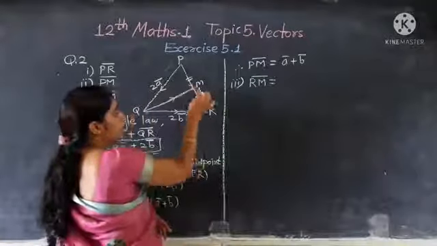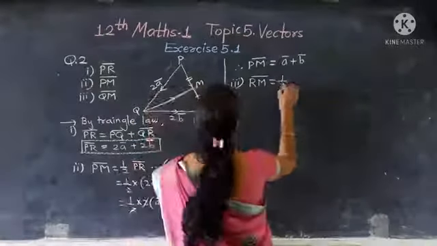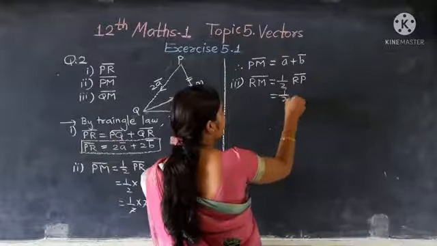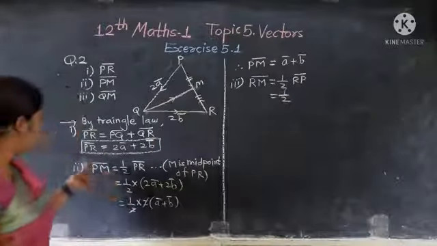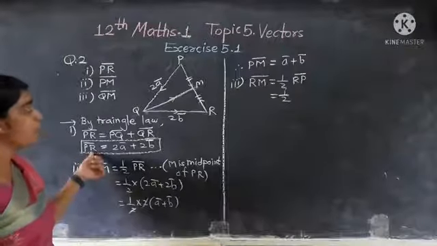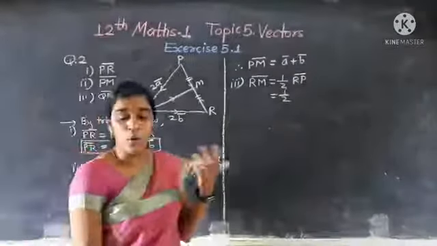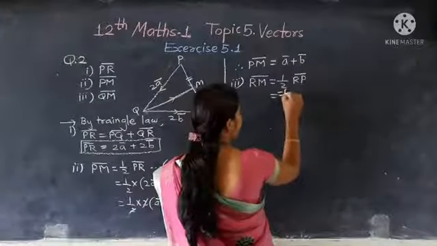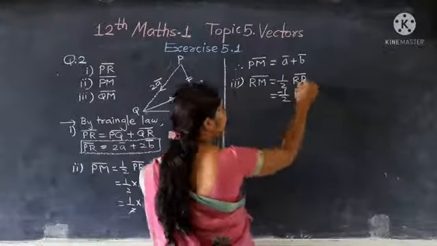How to find RM bar? RM bar is half of RP bar. Okay, half. Do we know RP? No. We know PR. PR we know. We don't know RP. So we write here minus half PR bar.